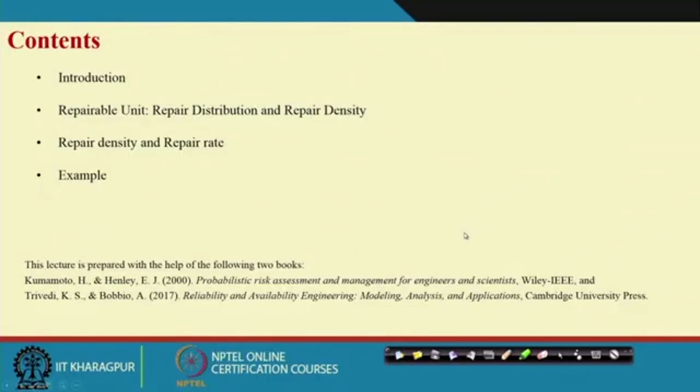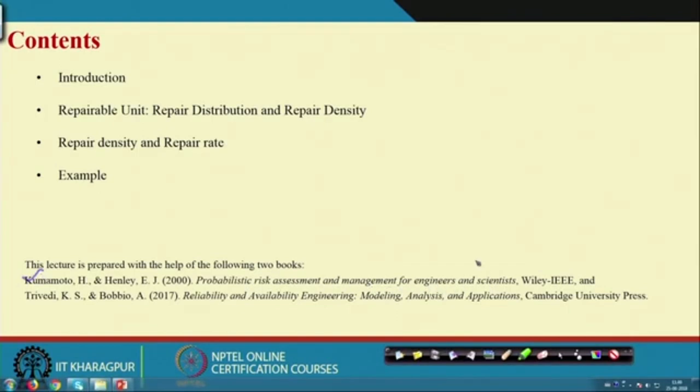So, the content is, one, the repairable unit, which we will revisit, and then the repair distribution, repair density, and repair rate, all of which are analogous to failure distribution, failure density and failure rate. Then we will discuss a hypothetical example of how to compute all those parameters, and also we will discuss mean time to repair. We are primarily following the book written by Kumamoto, H. and Henley, E.J., Probabilistic Risk Assessment and Management for Engineers and Scientists.